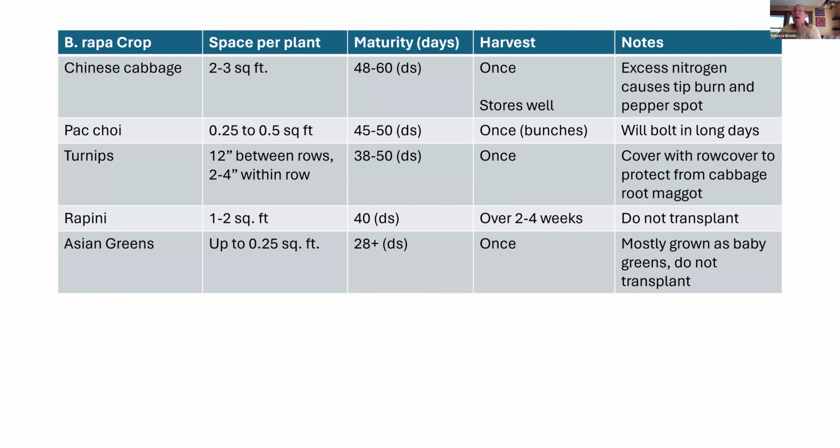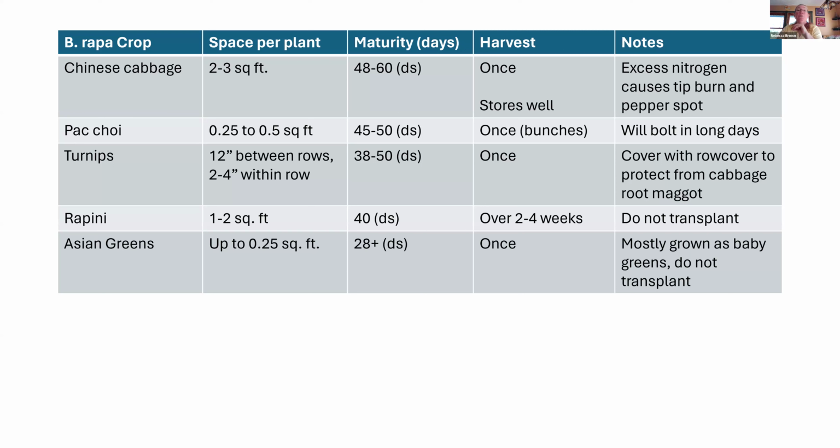Rapini does not transplant well. It's one where you actually want it to bolt because we're eating the immature flower stalks. It's relatively large, but a lot smaller than broccoli, even though in many seed catalogs, rapini is sold together with the broccoli. It's actually a different species with different requirements.